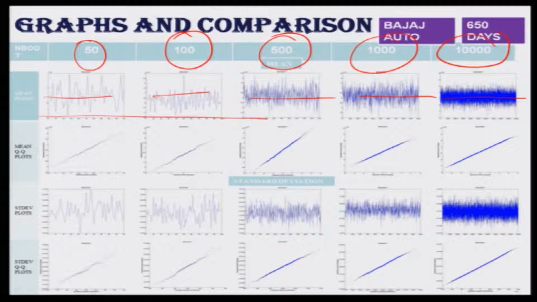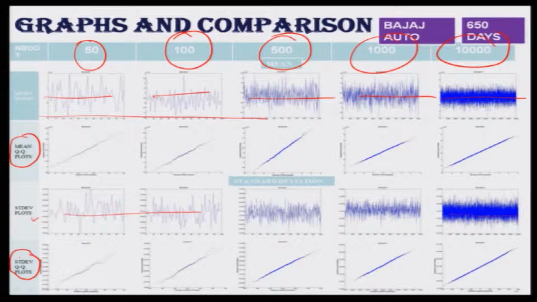So, you want to find out what happens to the standard deviation. This is the standard deviation which you have. There is a huge amount of fluctuation, but the actual fluctuation tapers down. That is not important. What is important is to note down how the mean QQ plots and the standard deviation QQ plots vary. QQ plots basically means the variation of the actual variable which you are going to study using the quantile plots.